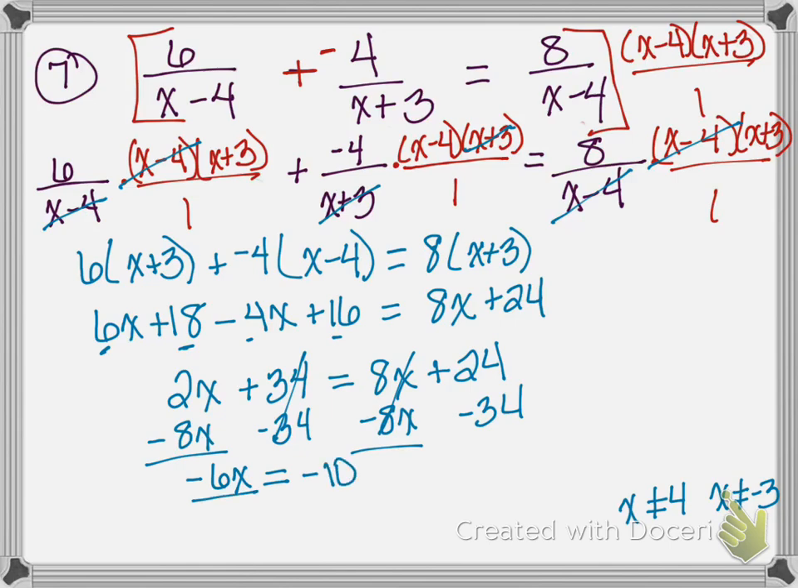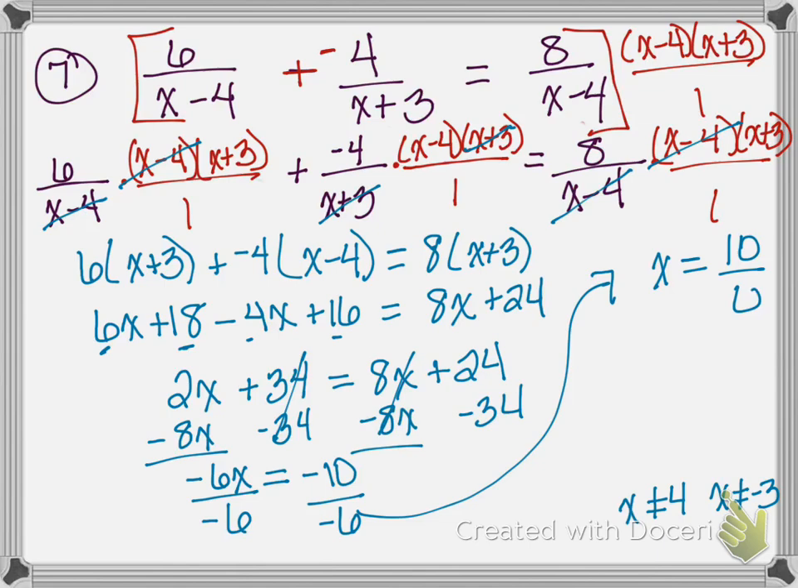Okay? When I divide both sides by negative 6, I end up with x equals positive 10 over 6. And that's because they're both negative. A negative and a negative make a positive. And I get x is 5 over 3 when I simplify. That is not either one of my undefined values. And so I don't need to worry about that.